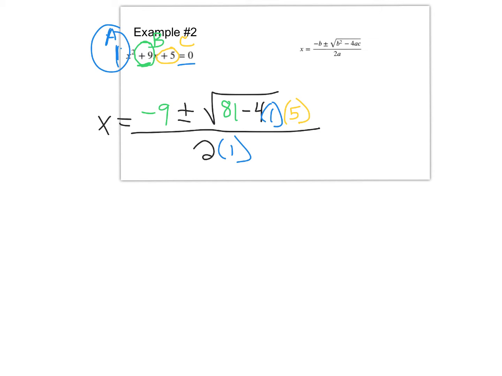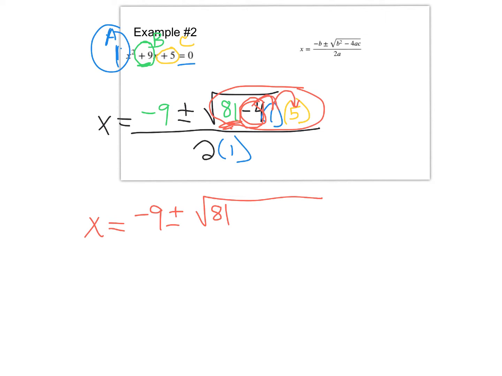Okay. So now we're going to work again under the radical. And again, since I did this part already, my focus is going to be doing the -4 times A times C. So x equals -9 plus or minus radical 81. Now -4 times 1 is -4. -4 times 5 is -20. All divided by, now 2 times 1 is 2.